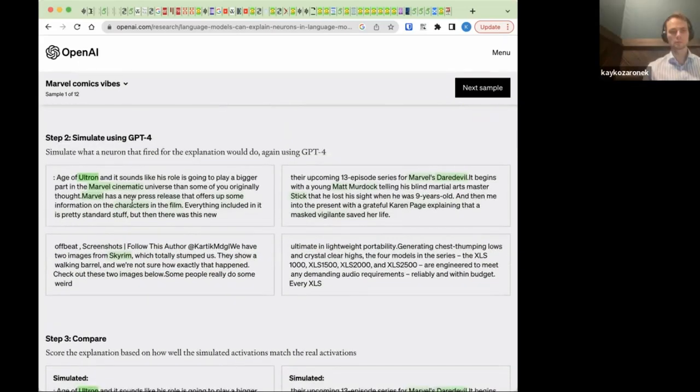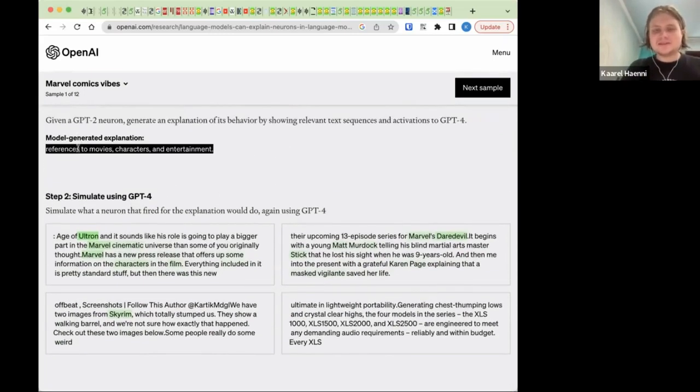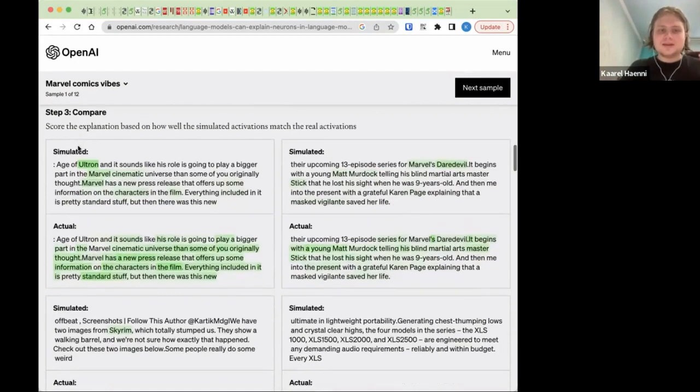So in the verification step, they ask GPT-4, if the explanation was references to movies, characters, and entertainment, which words would this neuron, which has this explanation, be active on? And then it generates these activations for this particular neuron. And then you can compare the actual neuron activations, for this actual neuron, on lots of pieces of text with the fake activations guessed by GPT-4, just having the explanation. And if these match up well, then it sort of means that the explanation was good. You can recover from this explanation in words what the neuron is doing. And this is a reasonable standard of you having captured the neuron well, assuming GPT-4 does this well.